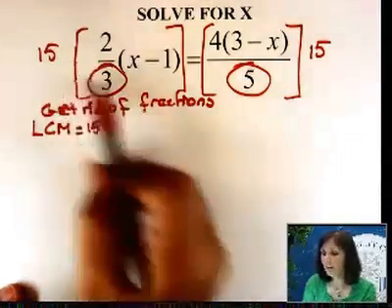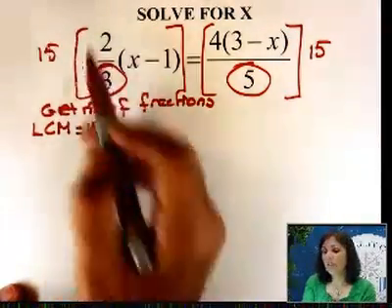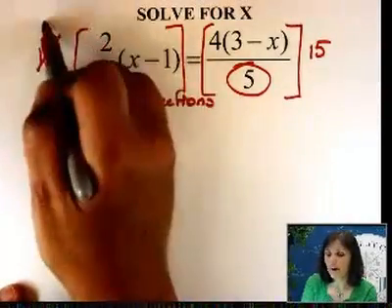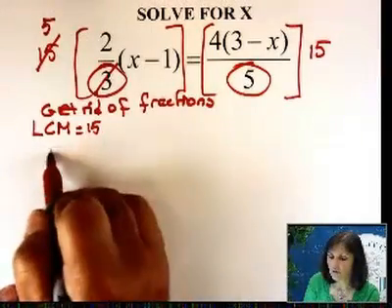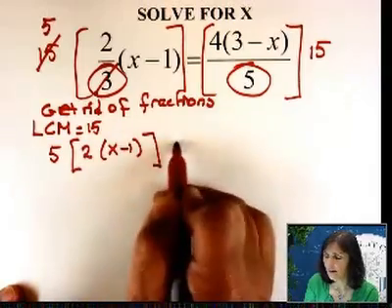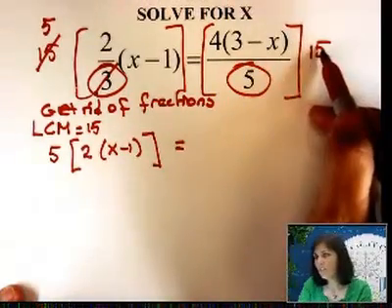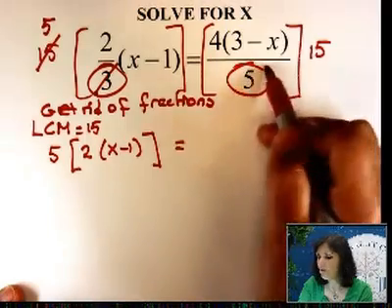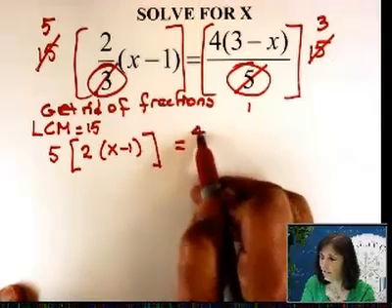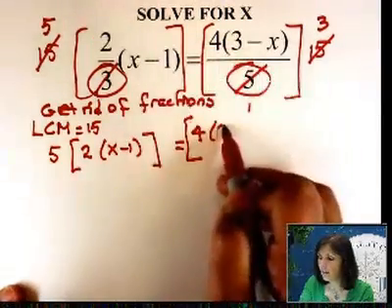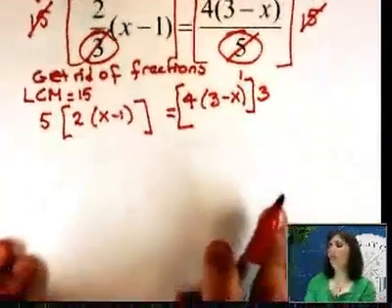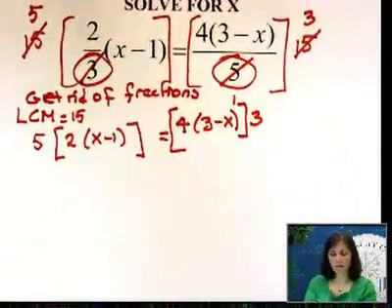Now, you can take that denominator and multiply with your lowest common multiple. Look what it does. 3 divided by 3 is 1. 15 divided by 3, that's 5. So you have 5 times 2, x minus 1 on the left. On the right, the lowest common multiple goes with the denominator. 5 divided by 5, that's 1. 15 divided by 5, that's 3. So you had a 4 already, 3 minus x, and now you have a 3. The beauty of that is you no longer have fractions.